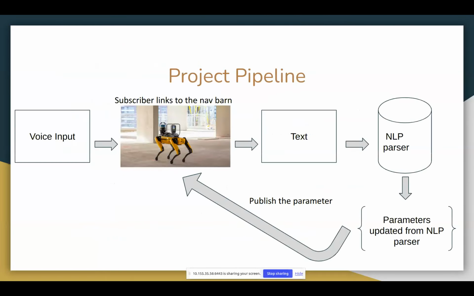So just a quick overview of the pipeline. It'll accept speech input, and then that will be run through the parser to help us determine if it's an absolute or relative parameter, how much to update it by, etc. And then that will be published to the parameter server where the motion planning parameters will be updated.